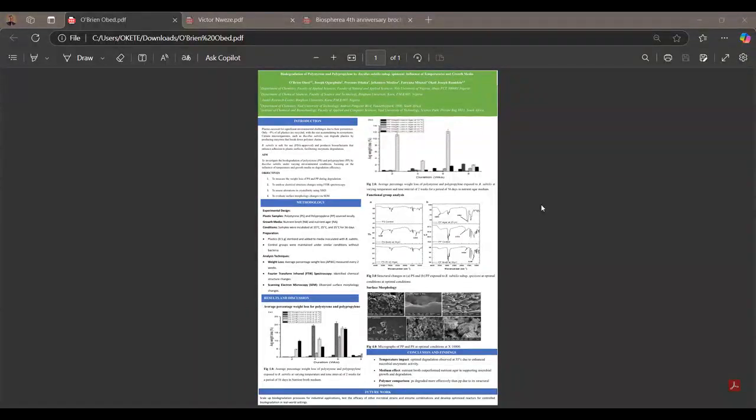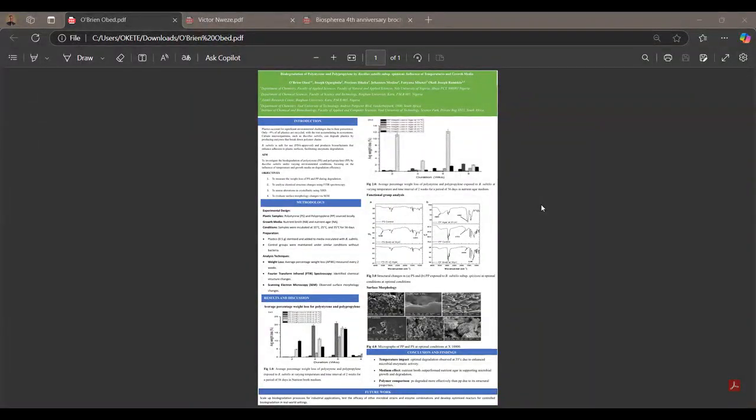So for the PS it is at 35 degrees in broth, while for the polypropylene it is at 25 degrees in agar. You can see that there is an enzymatic activity acting on this plastic with the increase in this OH peak. In the surface morphology, you can see how these plastics are being broken down by the bacteria that we used. If you look at the images, you can see some rough porous surfaces.